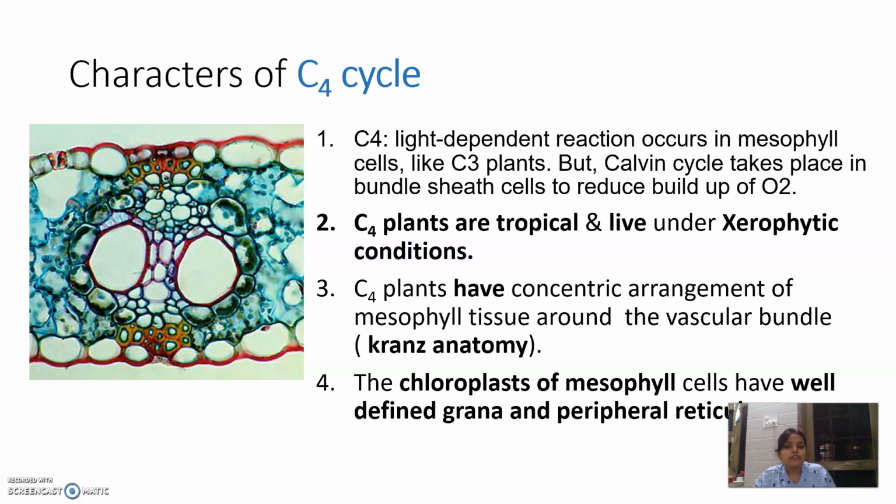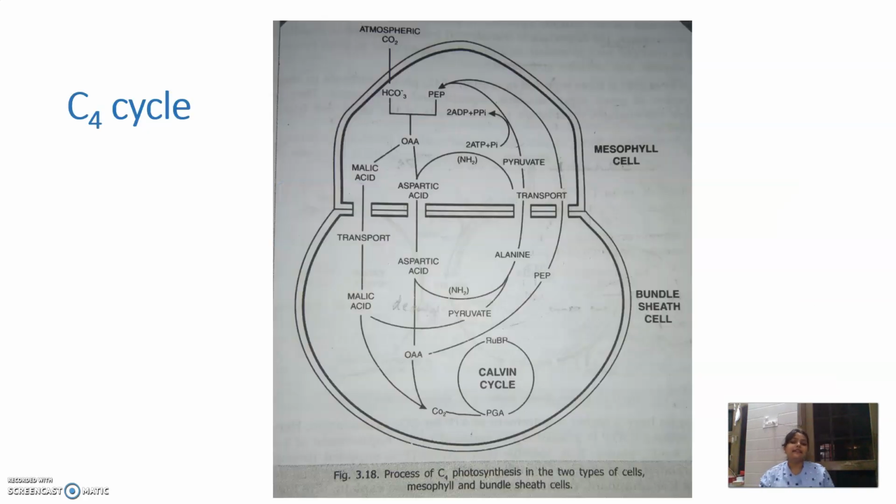The fourth feature of the C4 cycle is that it initiates in the chloroplast of the mesophyll cells. The chloroplast of these mesophyll cells have well-defined grana and have a special type of reticulum that is called a peripheral reticulum. Let's study the C4 cycle in a little detail.